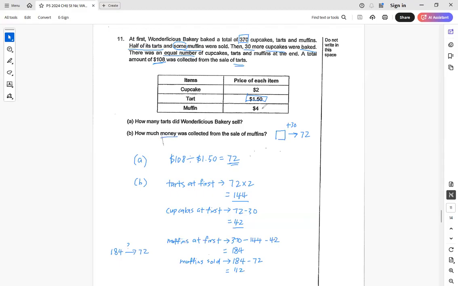One muffin was sold at $4. So for 112 muffins, it will just be 112 times 4. That will give us our answer, $448. Okay, so for part A, your answer is 72 tarts. And then for part B, the answer is $448 collected.